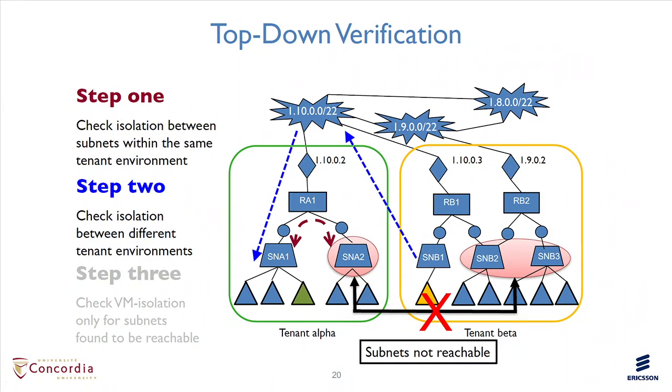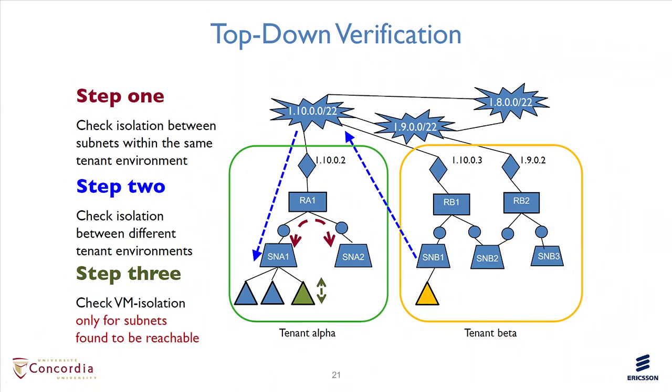And for the third step, we eliminate all those subnets which are not reachable, so that at the VM level isolation verification, we can significantly reduce the space and improve the response time. So at step 3, at VM level isolation verification, we only check for those subnets found to be reachable.